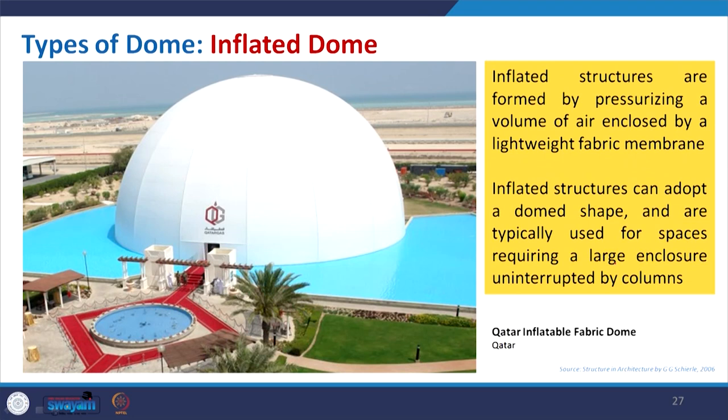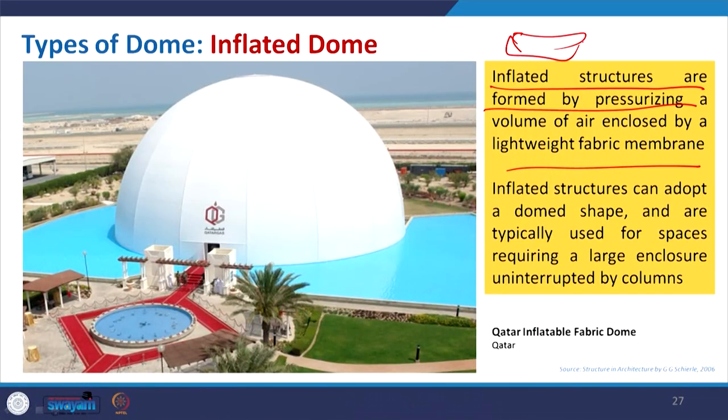Coming to the inflated dome, can you guess the material of this dome? Looking at the image from a distance, it looks similar to a concrete dome, but it is not. This is the inflated dome. Inflated structures are formed by pressurizing a volume of air enclosed by a lightweight fabric membrane. Sometimes, I have cited this example before, for a game zone in a shopping mall or maybe a local fair, we get a structure for the kids, like a Mickey Mouse kind of thing, and people are jumping over it.